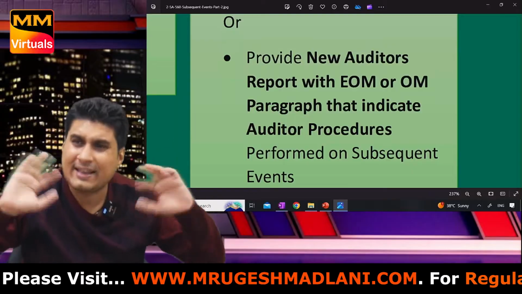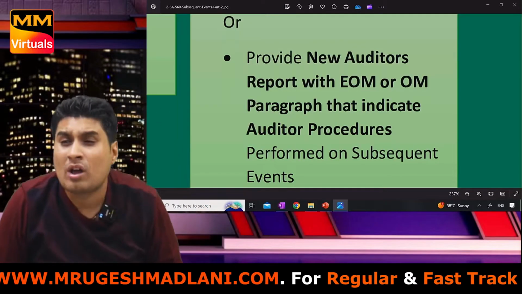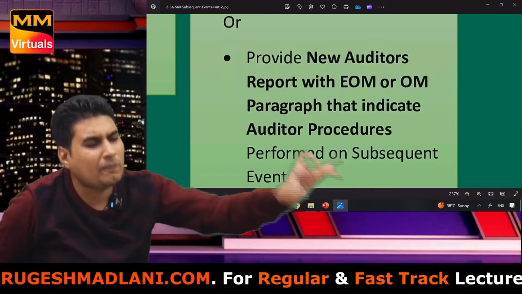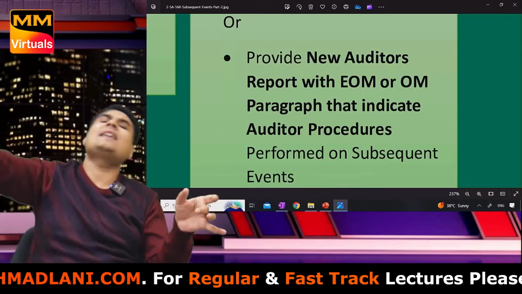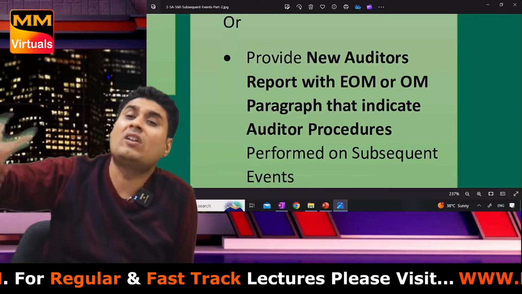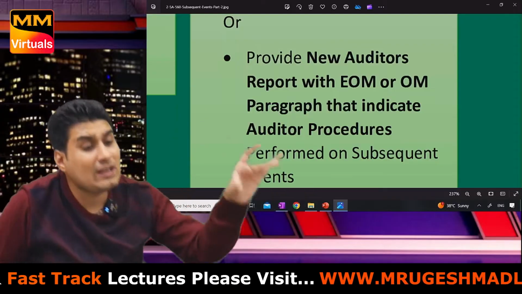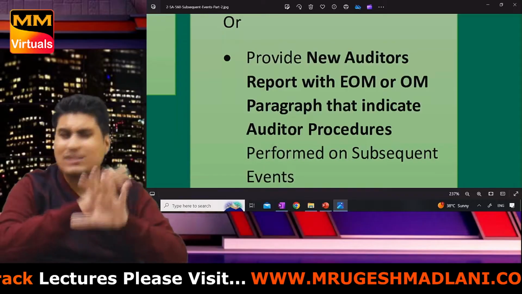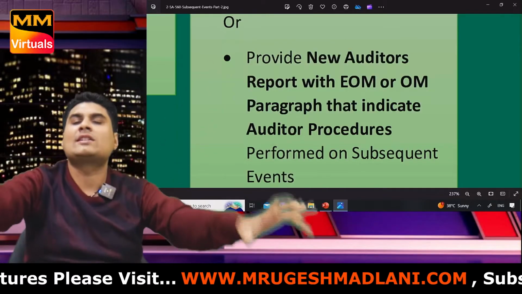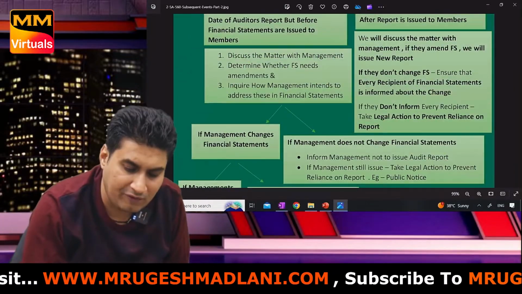Or the second way, if you don't want dual dating, you provide a new auditor's report, and in it you write an emphasis of matter paragraph, which we will learn in the next chapter. What will you write in the emphasis of matter paragraph? That we have done work on the subsequent event. The rest of the report is the same, but we have specially worked on this subsequent event. I hope it is easy. But one last time, if you want, we can do it again.